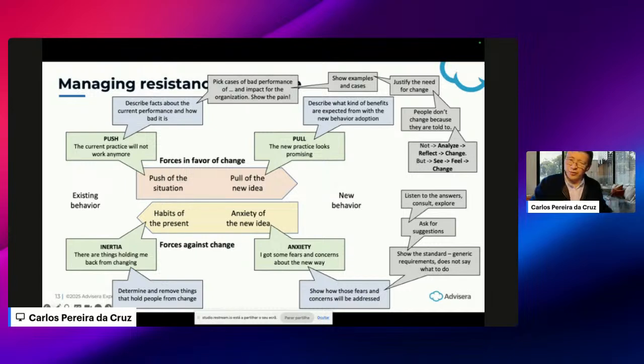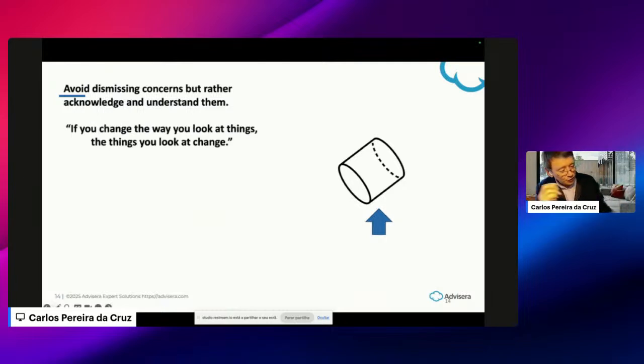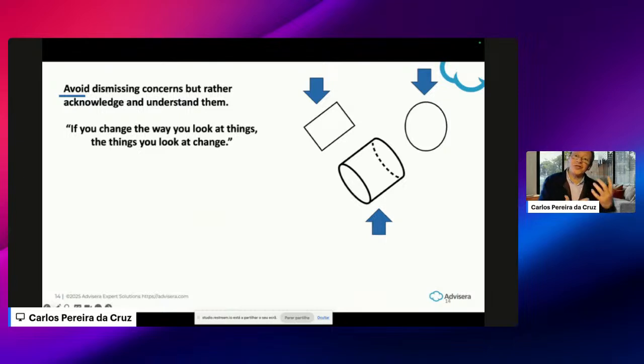Regarding this, just follow me in this topic. I hope I was not too philosophical, but it's like this. Avoid dismissing concerns, but rather acknowledge and understand them. There's a picture on the internet that shows this. If you look at this part from this side, you will see a cylinder, a three-dimensional body. But if you change the way you look at things, the things you look at change. If you look from this side, you will see just a rectangle. And if you look from this side, you will see a circle.